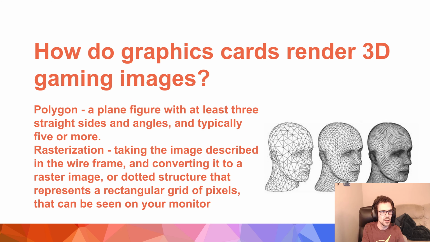Okay. That being said, how do graphics cards render 3D gaming images? Well, basically, how I understand it, and there's a whole lot more that could go into this, I'm positive, but to simplify it down, basically they use polygons and rasterization. So a polygon is a plane figure with at least three straight sides or angles, and typically could be five or more. And basically, what you do is you overlay these polygons onto the landscape or figurine that you want and create the game that you want or graphical image that you see.